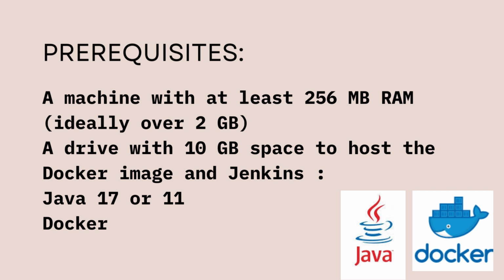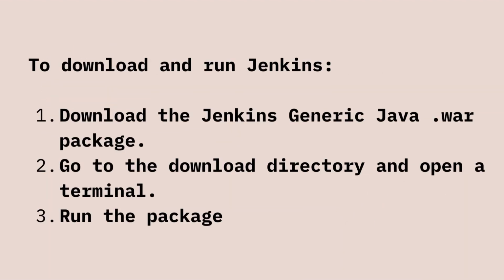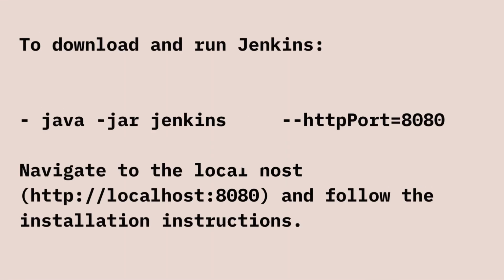The prerequisites to install Jenkins: a machine with at least 256 MB of RAM, a drive with 10 GB of space to host the Docker image and Jenkins, Java 17 or 11, and a Docker image. To download and run Jenkins, download the Jenkins generic Java .war package, go to the download directory, open a terminal, and run the package.